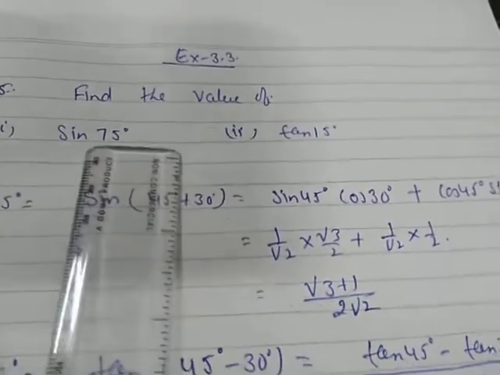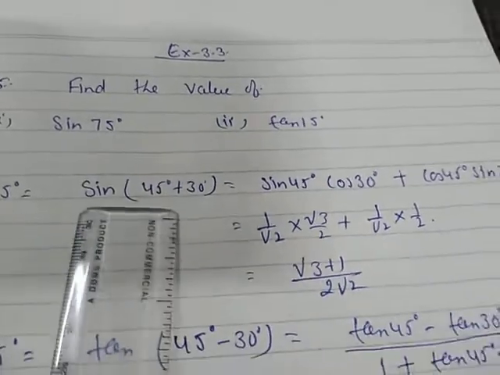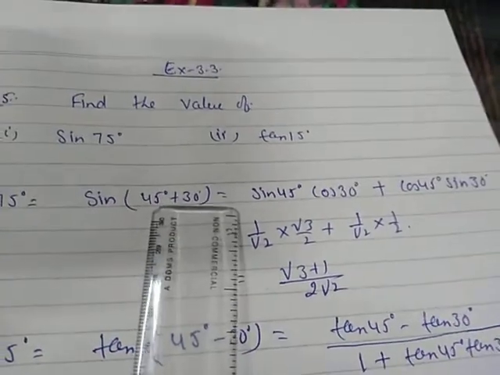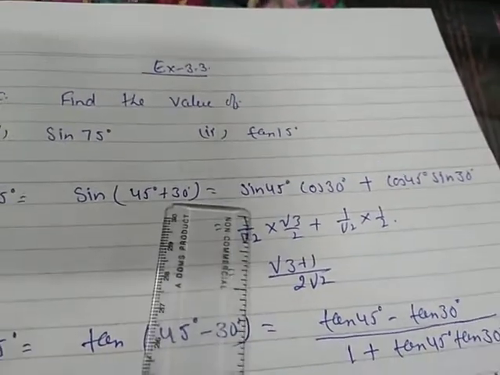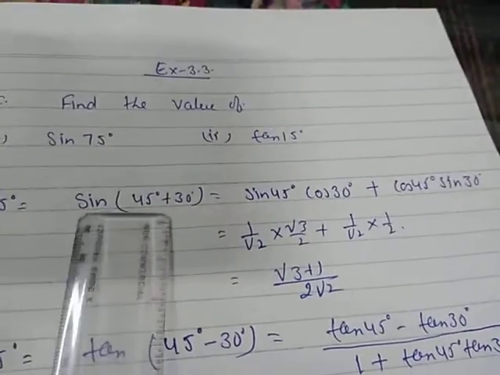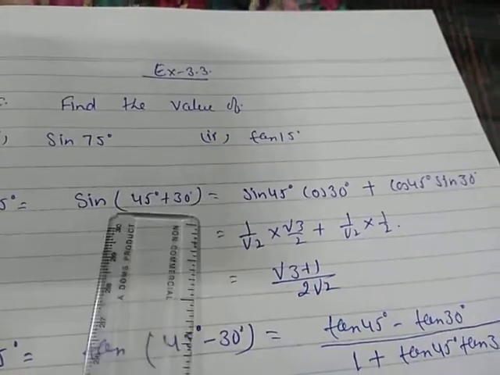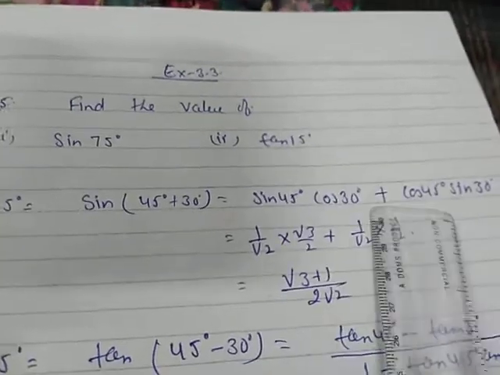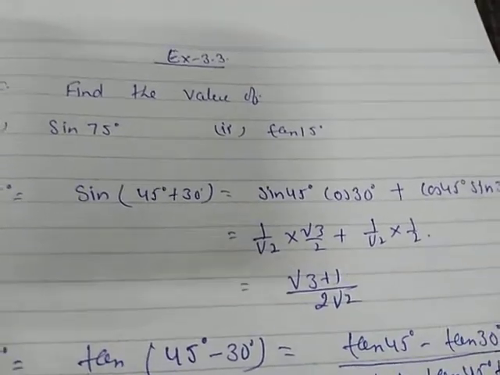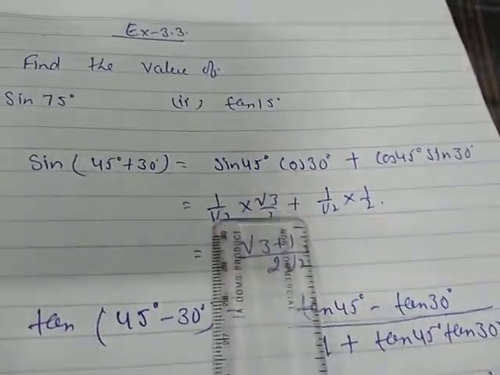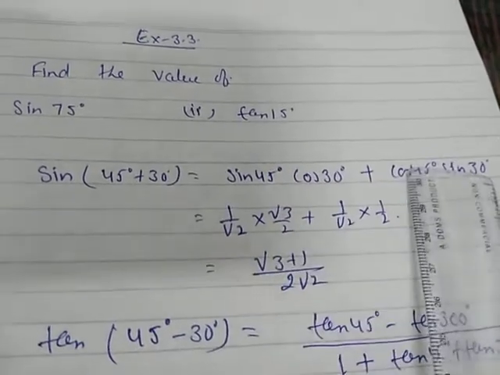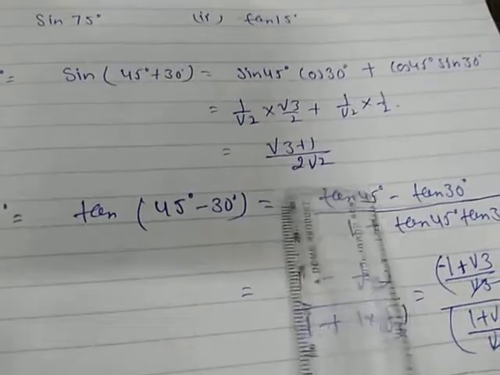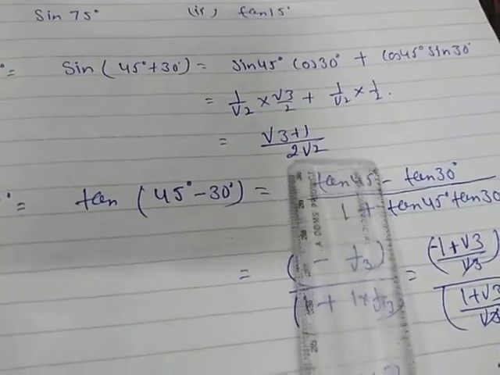Sin 75 degree can be written as sin(45 plus 30). 45 is considered as A and 30 is considered as B. So this is your sin(A+B). Sin(A+B) is sin A cos B plus cos A sin B. Put the value of sin 45 degree, cos 30 degree, cos 45 degree, sin 30 degree. You will get (root 3 plus 1) whole upon 2 root 2.